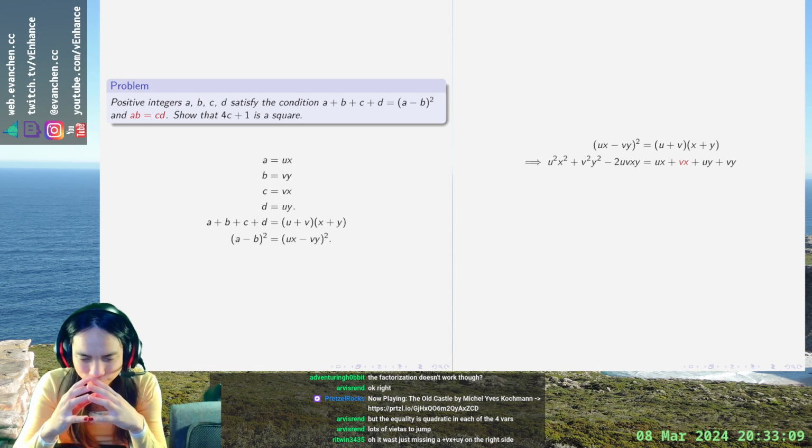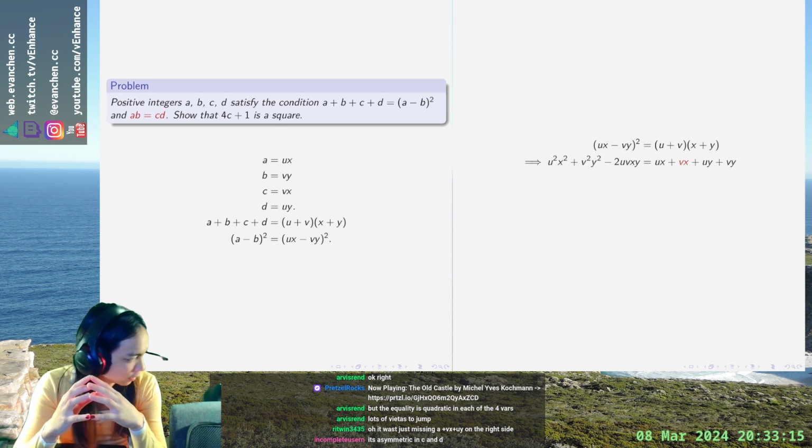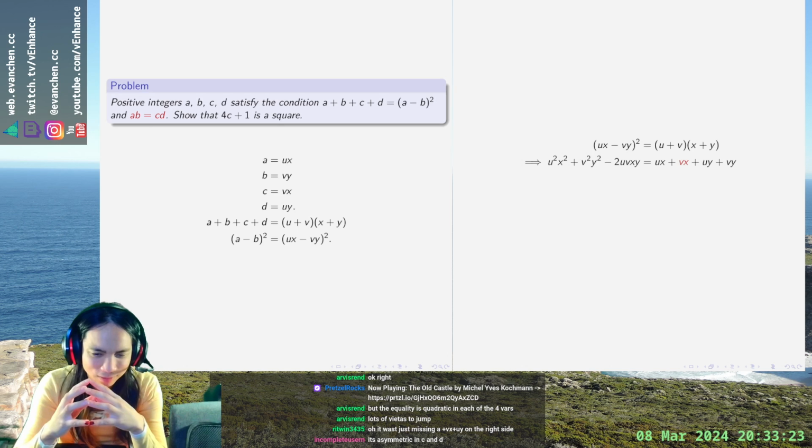Plus Vx plus Uy. It's asymmetric in C and D. Wait, this problem statement is not symmetric in C and D? How can the problem statement not be symmetric? What?